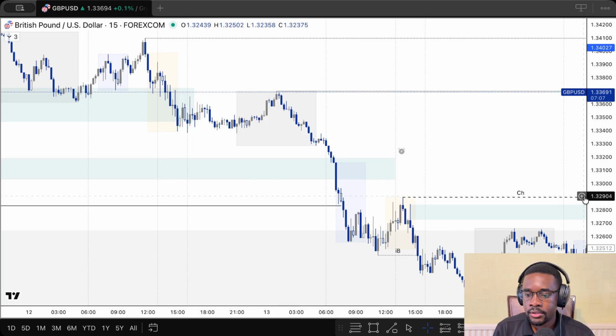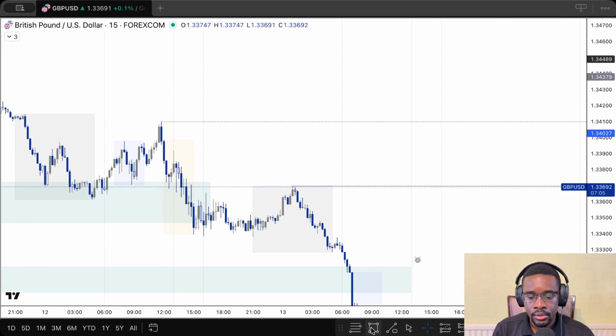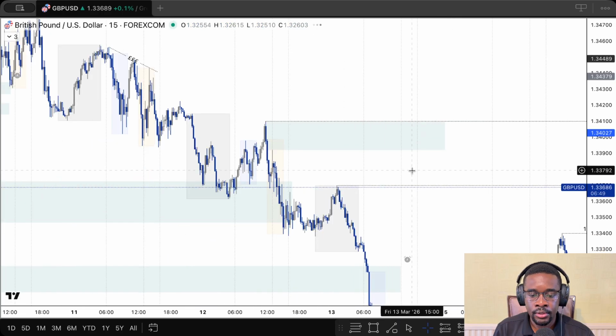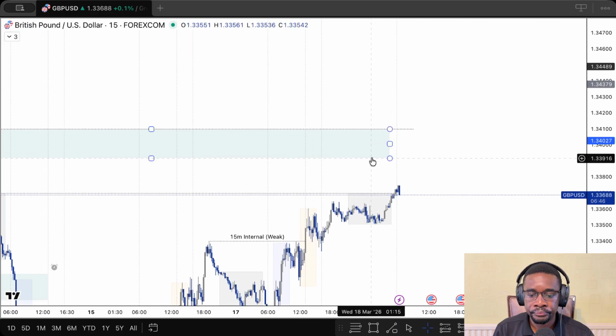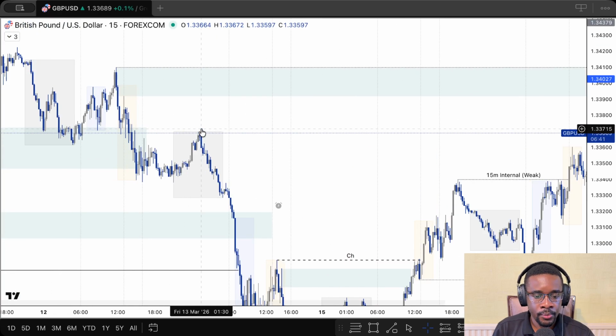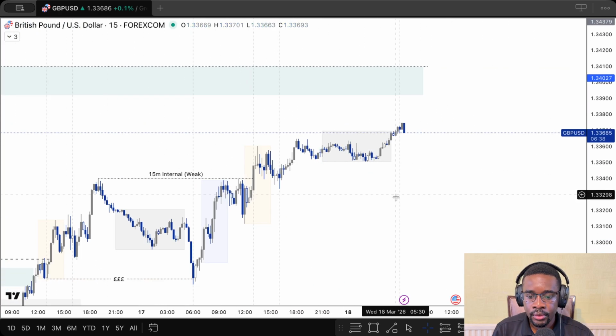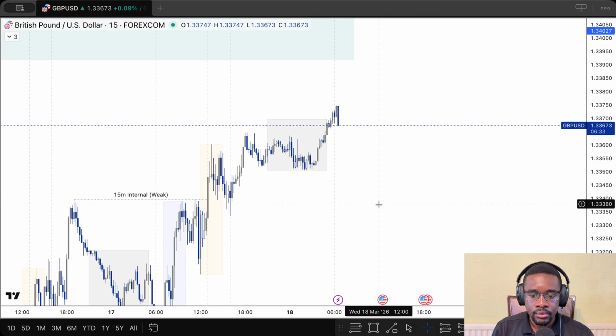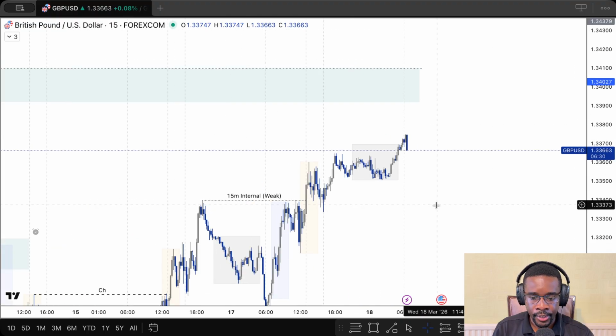So let's investigate. I can see this high. We do have an imbalance that hasn't quite been filled, but because price reached into part of the imbalance, I'm just going to cover that last week right there. So this is what we see. This is what we have. So we could be looking for shorts again on the pound.